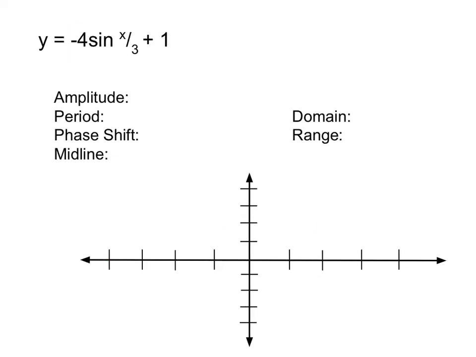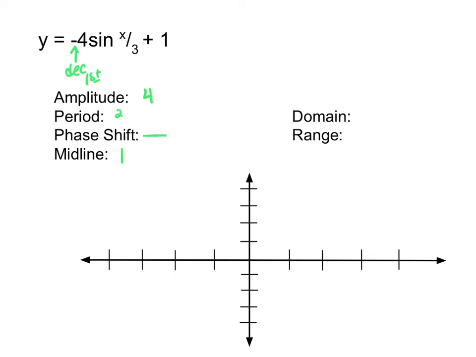So let's practice with this one. So our amplitude is 4. Again, that negative is just a reflection. We'll decrease before we increase. So we'll decrease first. The midline is 1, no phase shift.